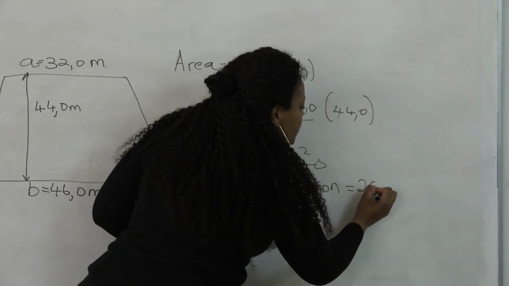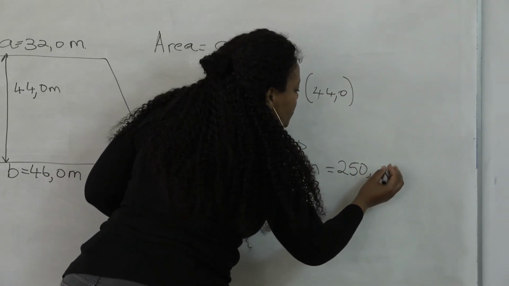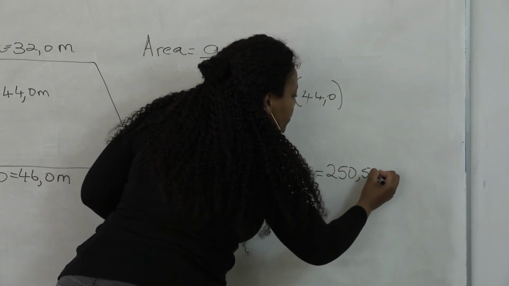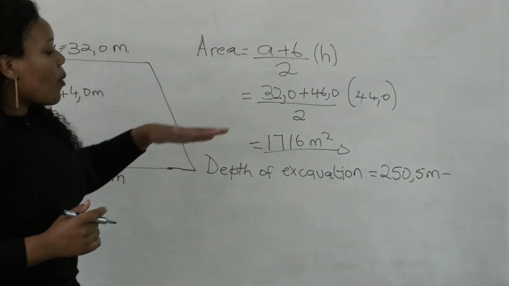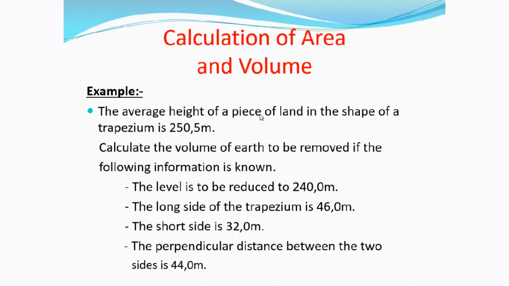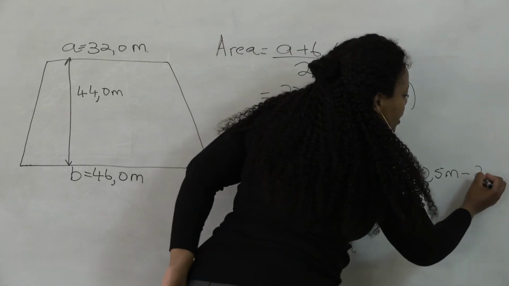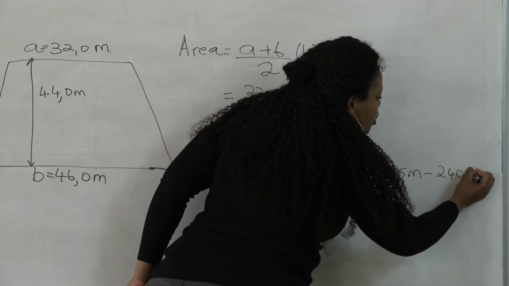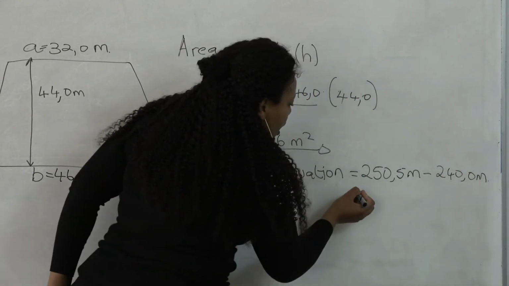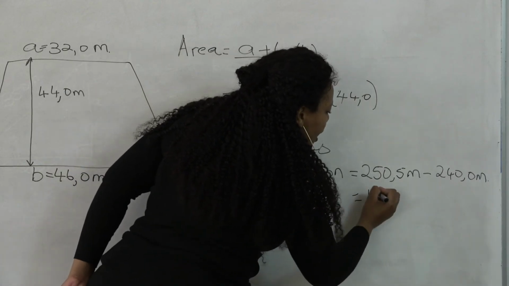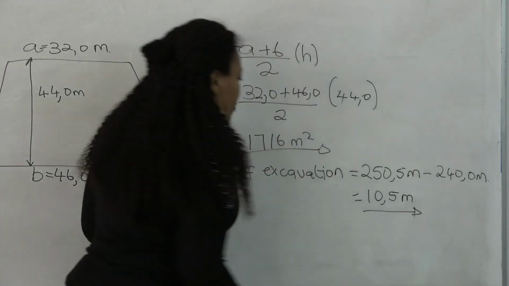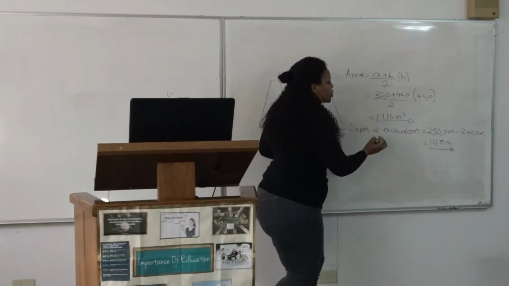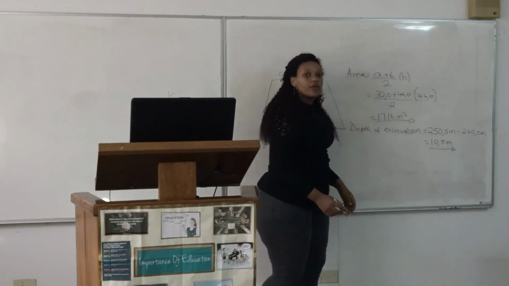250,5 meters, minus the reduced what level? Our reduced level is 240,0 meters. And then we'll have 10,5 meters. So the depth of excavation is equal to 10,5 meters.